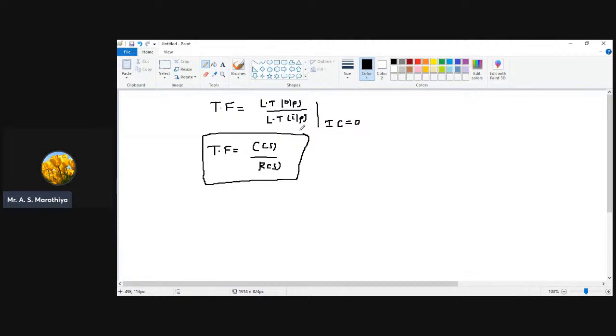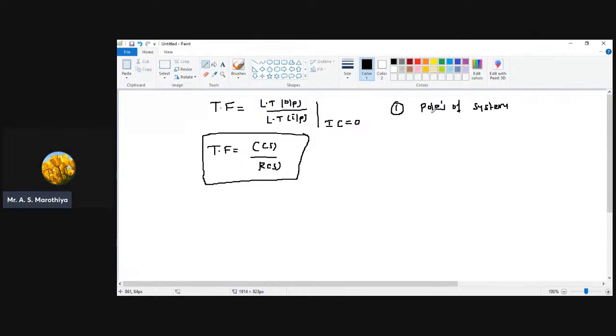So once you understood what exactly a transfer function is, let us try to understand what kind of information we can get from the transfer function. Number one, through transfer functions, we are in a position to find out the poles of the system.